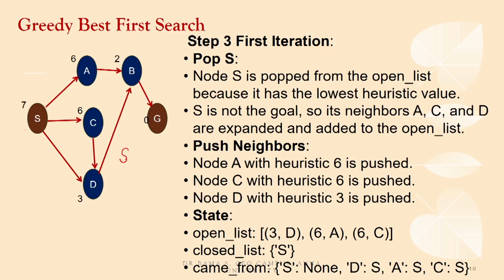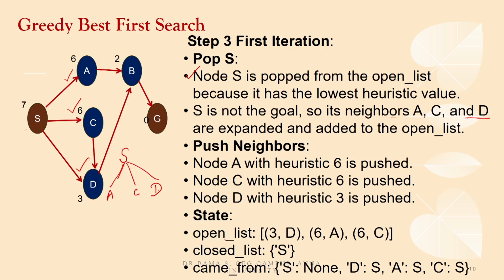Step 3 is the first iteration, where we start the loop and pop S. We saw S at the root. Now, node S is popped, because in the open list there is only one node, which is S, and it is the lowest. S is not the goal, the second part of the code if you remember, and its neighbors are A, C and D. So, this would branch out as A, C, D. So, the neighbors A, C and D are expanded and added to the open list.